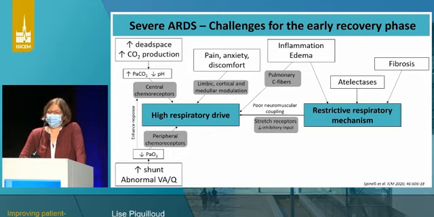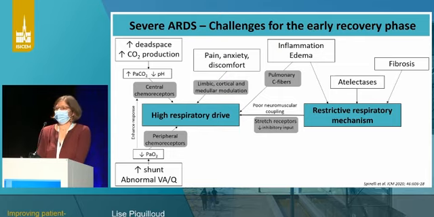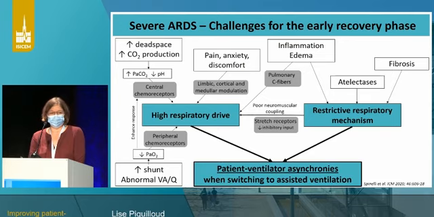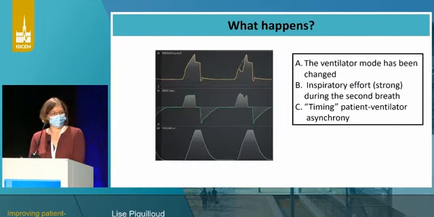Second, our ARDS patients, at least the most severe ones, have a restrictive respiratory mechanic because of fibrosis, because of atelectasis, and maybe also because of edema. And both high respiratory drive and restrictive respiratory mechanics lead to patient ventilator asynchronies when we switch our patients to assisted ventilation.